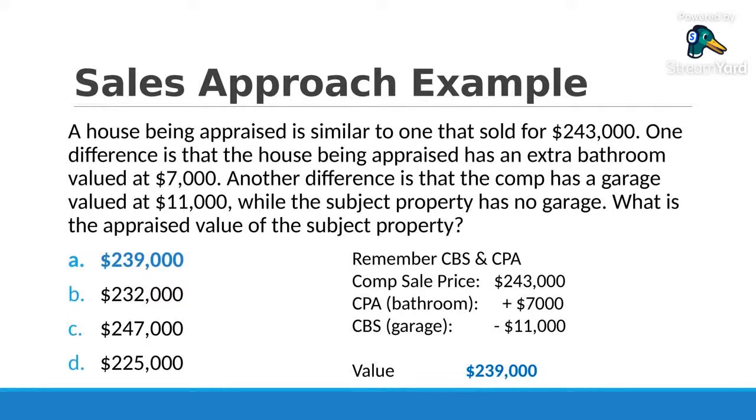And this will be here afterwards, so you can always come back and go over this math again, pause it, see if you can solve it, and make sure you understand the concept. And you can go back to the slide about CPA and CBS so that you're able to understand if the comp is poorer, we add. If the comp is better, we subtract. And whatever value we get is the value of our subject property.